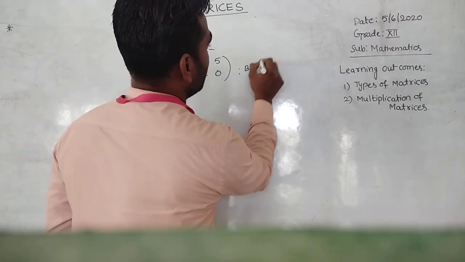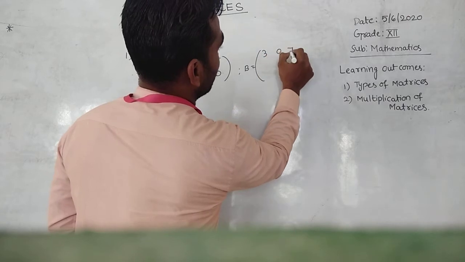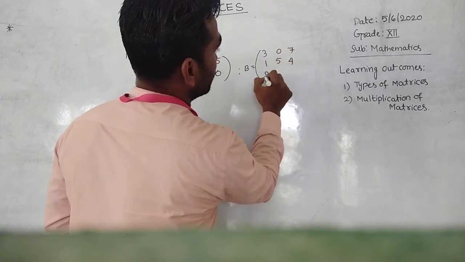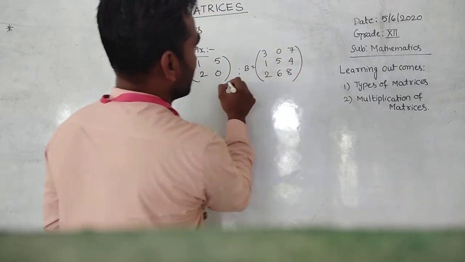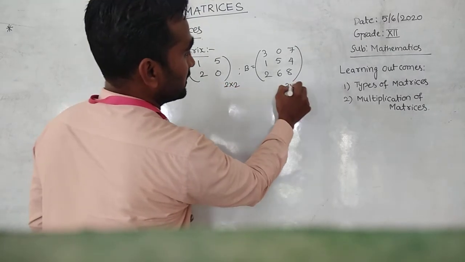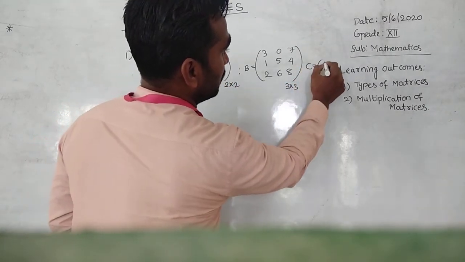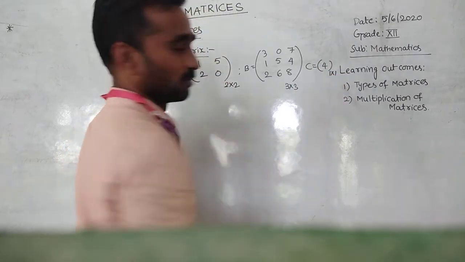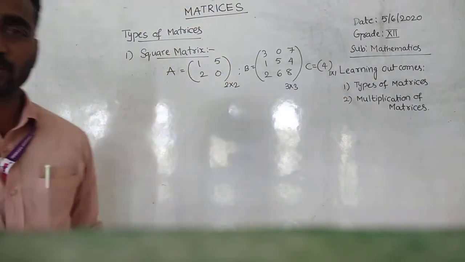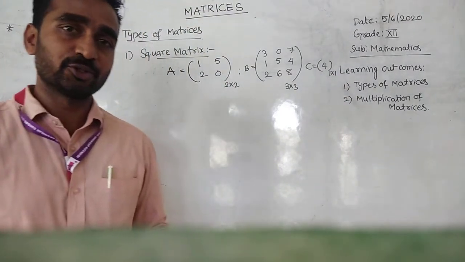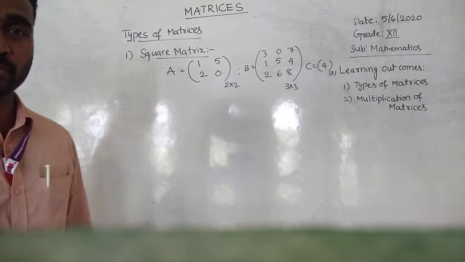And one more matrix B, 3, 0, 7 and 1, 5, 4 and 2, 6, 8. It's a 3 by 3 matrix. A is a 2 by 2 and B is a 3 by 3. And matrix C is 4, a 1 by 1 square matrix. So the rows and the columns are equal, and the matrix is said to be a square matrix. Here A, B, C are square matrices.